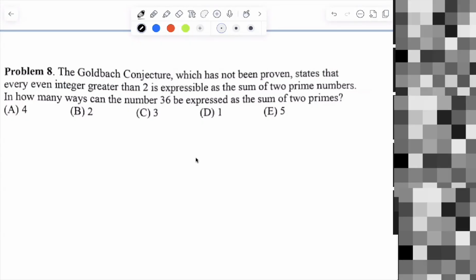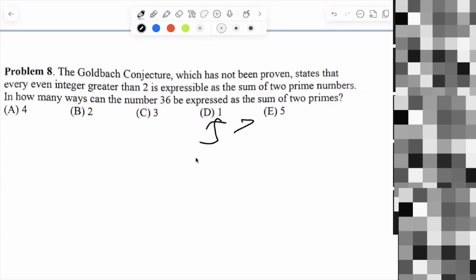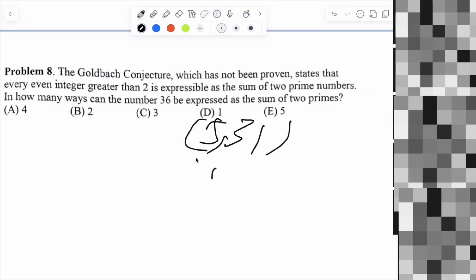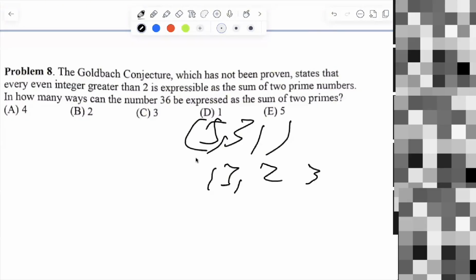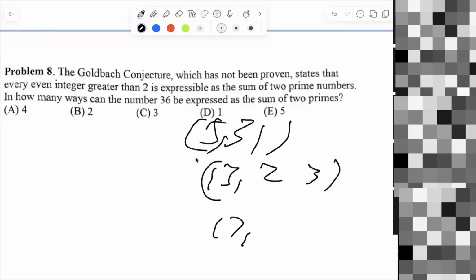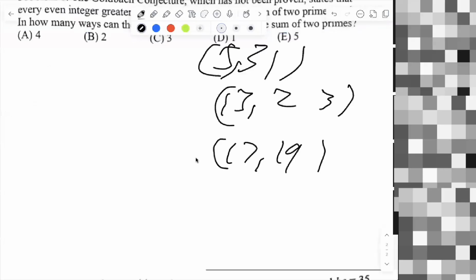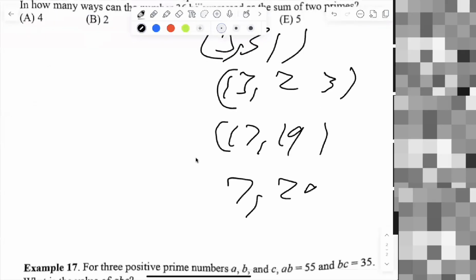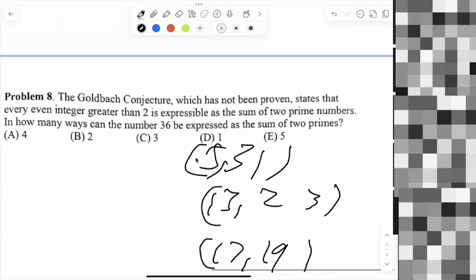So if we do that, we'll find that 5 and 31 works, 13 and 23 works, 17 and 19 works, and finally, 7 and 29 works. So the answer to this question is just A.